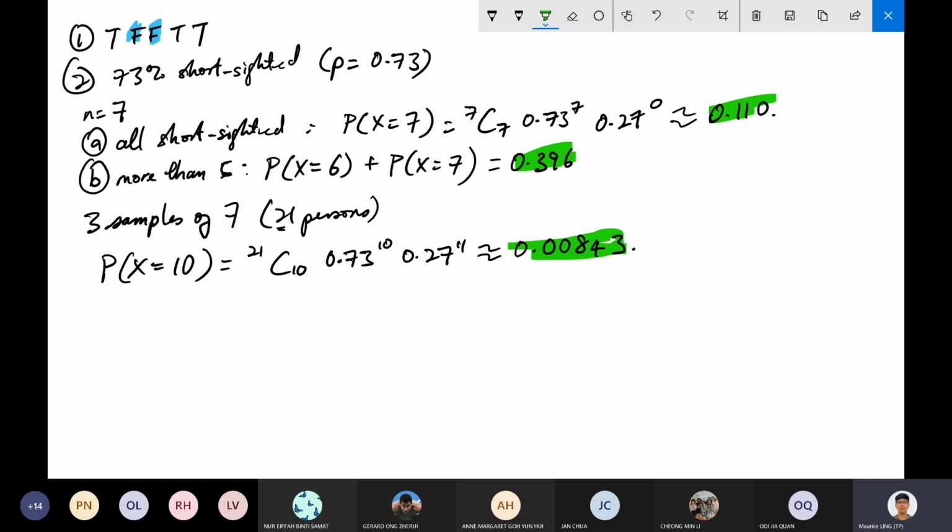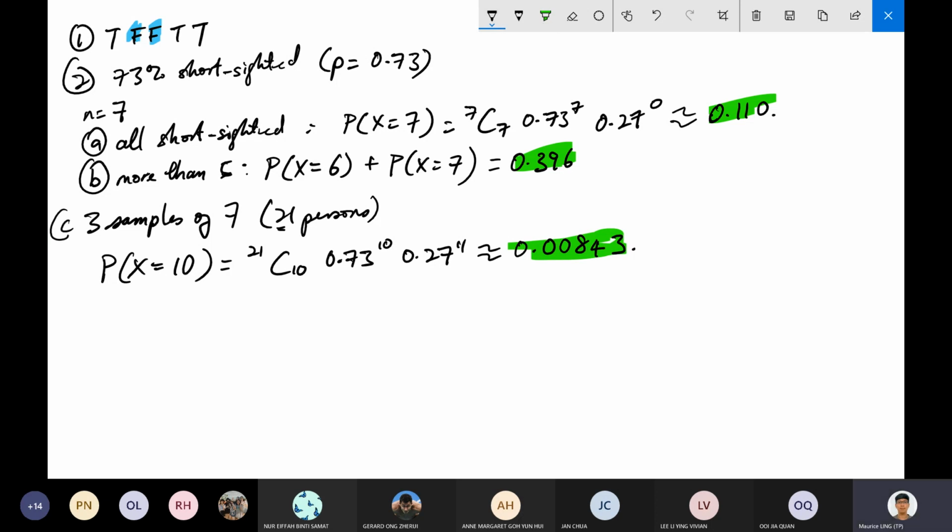Okay, so this is how you work it out. Any problems so far? No. Okay. So question D. Question D is a bit more tricky.